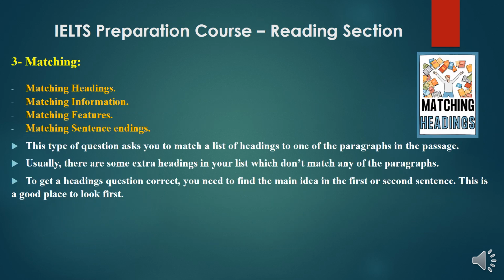Moving on to the third type of questions, which is matching, and it is divided into matching headings, matching information, matching features, and matching sentence endings. This type of question asks you to match a list of headings to one of the paragraphs in the passage. Usually, there are some extra headings in your list which don't match any of the paragraphs. To get a headings question correct, you need to find the main idea in the first or second sentence. This is a good place to look first.